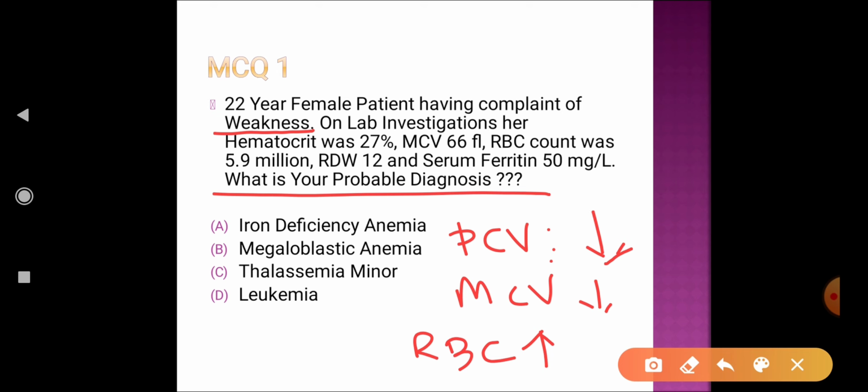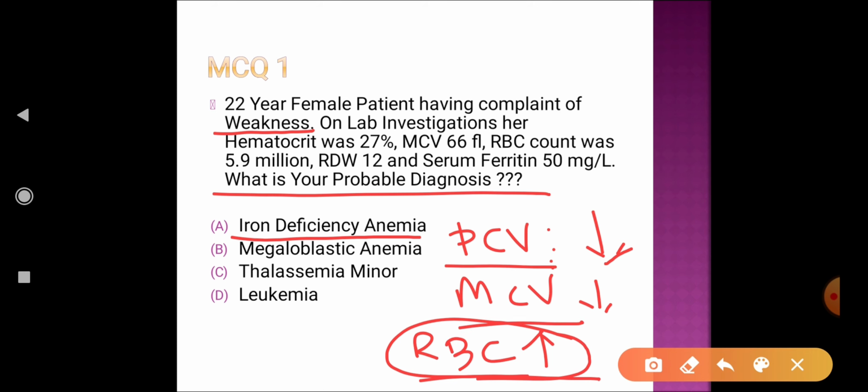So the first option is iron deficiency anemia. Guys, remember, in iron deficiency anemia the hemoglobin count is obviously low, but because of less hemoglobin, the RBC count is also low. Here the RBC count is increased, so it could not be a case of iron deficiency anemia. If the RBC count were decreased, then it could be IDA, because in IDA, PCV, MCV, hemoglobin all are low, and the RBC count is also low. So the first option is excluded.